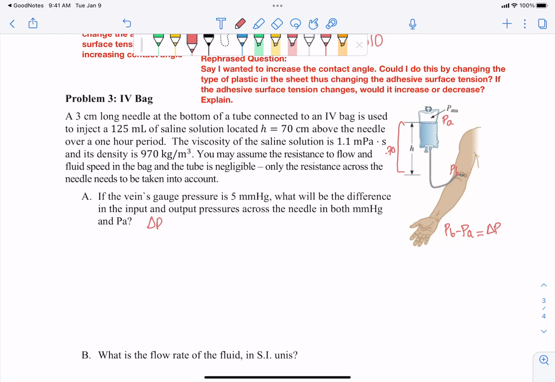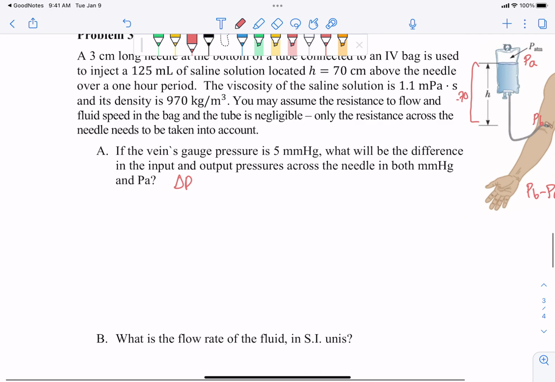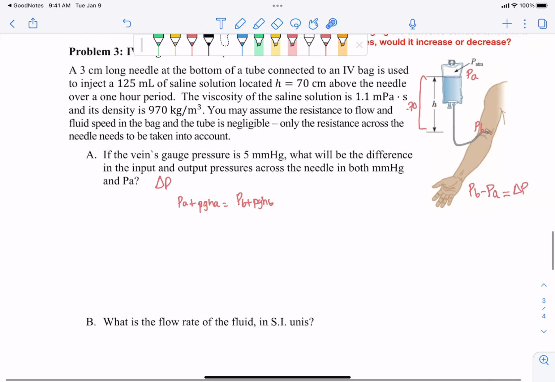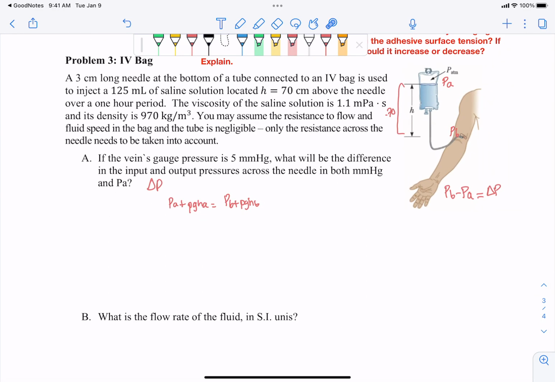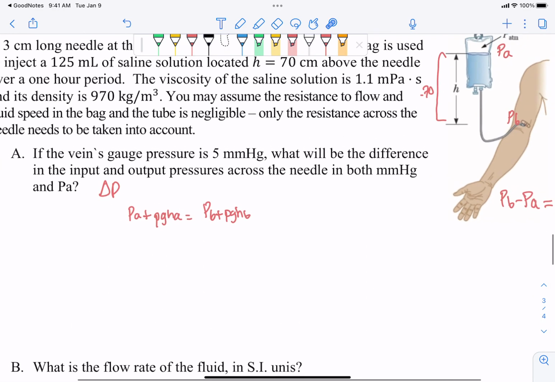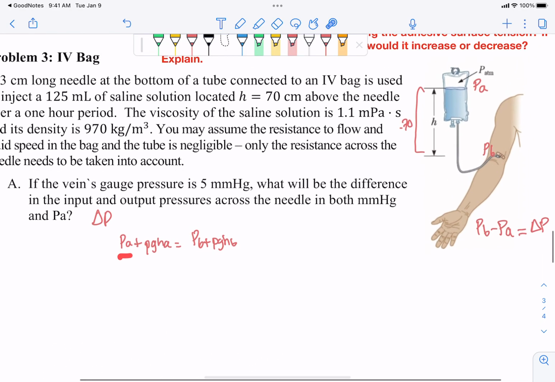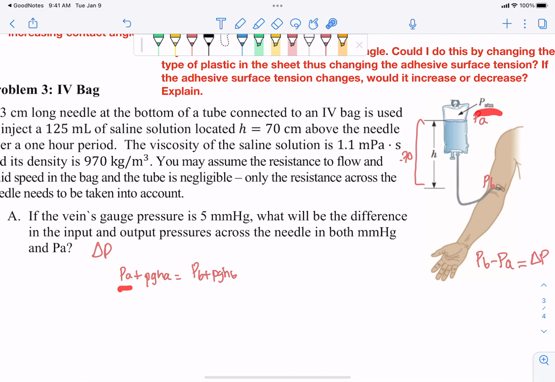Yeah, excellent. Hydrostatic pressure equation, right? So we have PA plus rho g hA is equal to PB plus rho g hB. And then we can plug things into the equation. So first of all, we have PA, right? PA is what? This is P atmosphere, right?